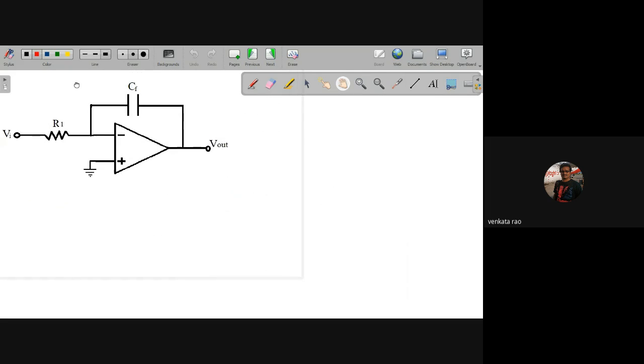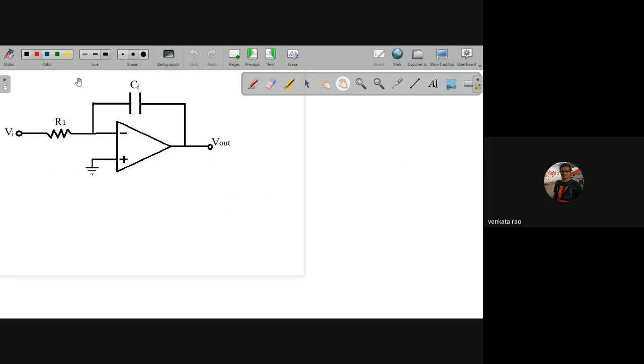So now what is this circuit? I don't know what this circuit is. Please tell me, sir. Integrator. How can you say it is an integrator? Feedback is a capacitor. Okay, then what? I do one thing.